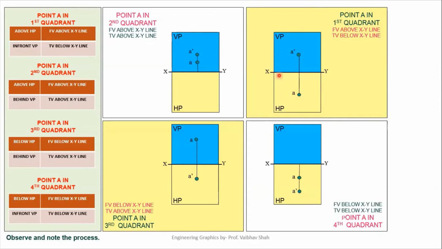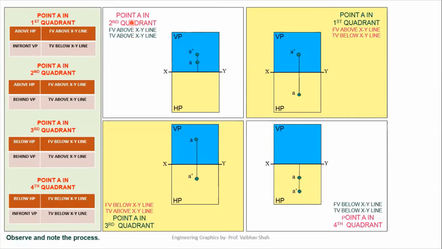First we'll draw one horizontal XY line, and we know that for a first quadrant point, its front view would lie just above your XY line and its top view would lie just below your XY line. Front view is nothing but your A dash point. So you will draw your A dash point above the XY line and your point A below the XY line. Here it is said that the front view is above the XY line, that means your A dash point would be above the XY line, and the top view would be below the XY line, that means your point A without any dash would be below the XY line.